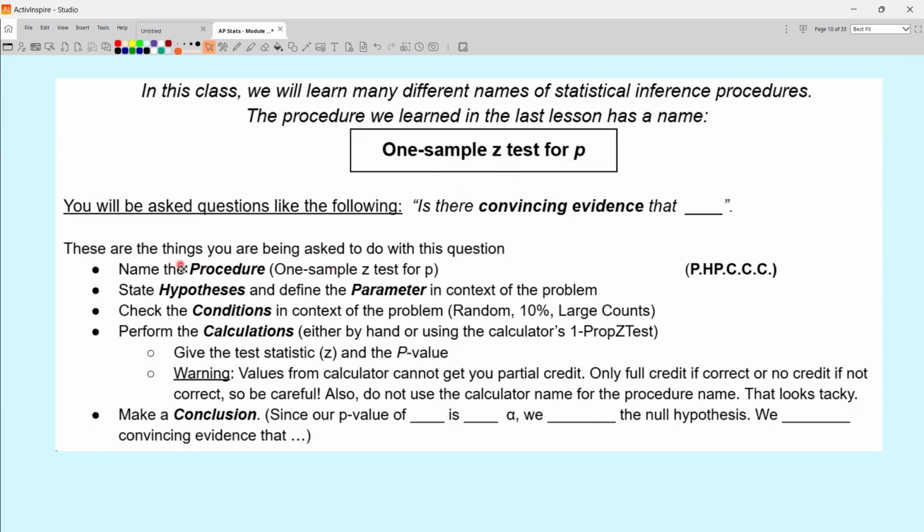So in all of our types of procedures, we're going to have to name what we're doing. We're going to have to state the hypotheses and the parameter, check our conditions, perform our calculations, and make a conclusion. So it's going to be the same type of setup as we would have for an interval. The difference is that we have to set up hypotheses if we're running a test.